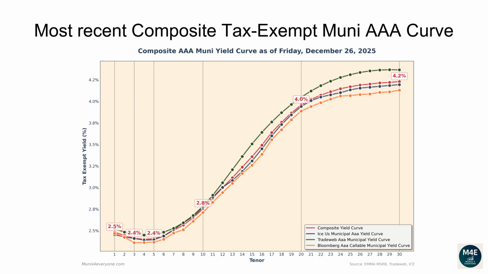The following composite tax-exempt yield curve is based off the most recent ICE, TradeWeb, and Bloomberg yield curves that are available on the MSRB website, plus some proprietary extra adjustments, as of December 26, 2025. The one-year composite tax-exempt yield is 2.48%. The two-year yield is 2.45%. The three-year yield is 2.41%. The 5-year yield is 2.41%. The 10-year yield is 2.76%. The 20-year yield is 3.96%. The 30-year yield is 4.23%.